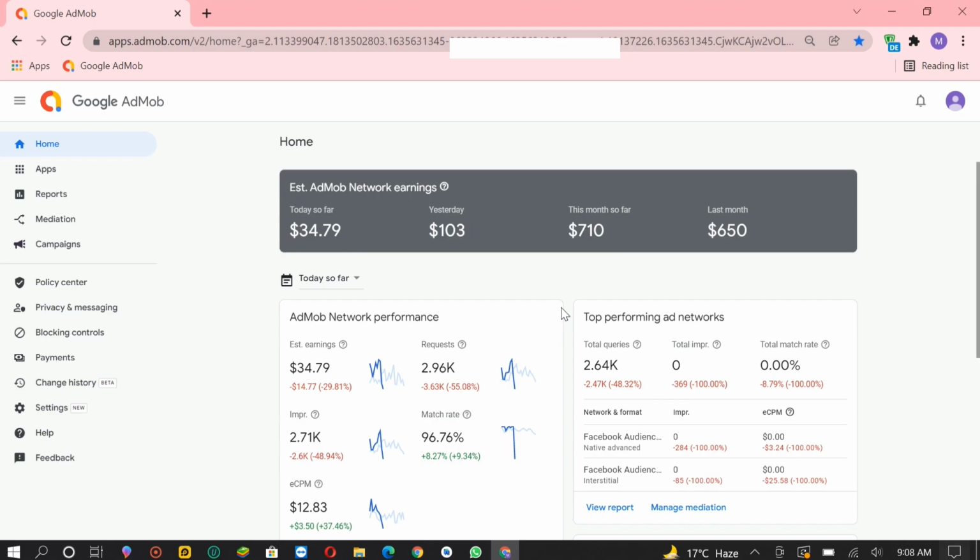So today I'm going to show you some statistics of one of my AdMob accounts. Most of you will say that we can't earn from AdMob because of ad limit issues. So I'm here with a sample, so that I can assure you that I'm earning a bit of money from AdMob.